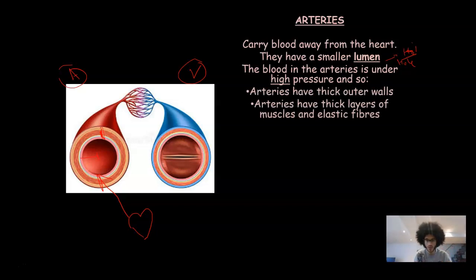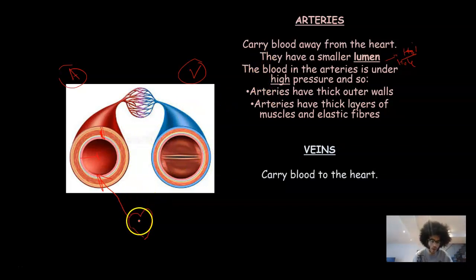Now, as I mentioned before, we've got thick outer walls and they're quite elastic. So you've got thicker muscles and elastic fibers. In contrast, here you've got veins, and veins take blood to the heart. Just to track this path, the heart pumps blood to the artery on the left-hand side. Blood then flows to capillaries where you've got that exchange of stuff from respiration. And then the carbon dioxide and the water travel in the veins, and that goes back to the heart, okay?